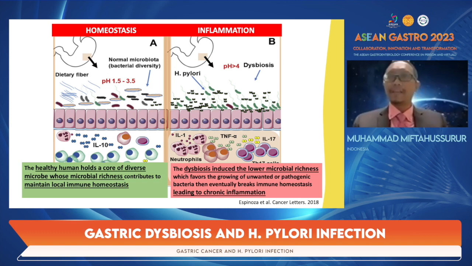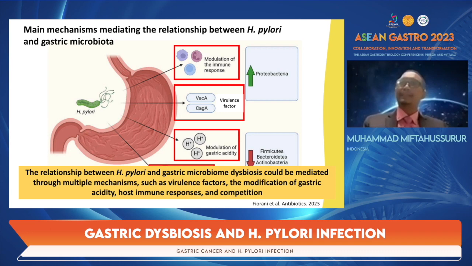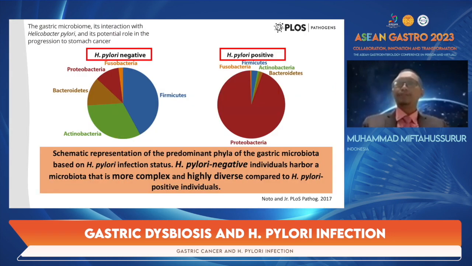We have discussed before that infection with H. pylori might lead to gastric microbiota dysbiosis. The process can be mediated through multiple mechanisms, such as virulence factors, modification of gastric acidity, host immune response, and also competition. As a result, there is an imbalance in the gastric microbiome, such as increasing Proteobacteria and decreasing Firmicutes. Ladies and gentlemen, the figure on the slide represents the difference in the gastric microbiota composition in H. pylori positive and H. pylori negative individuals.